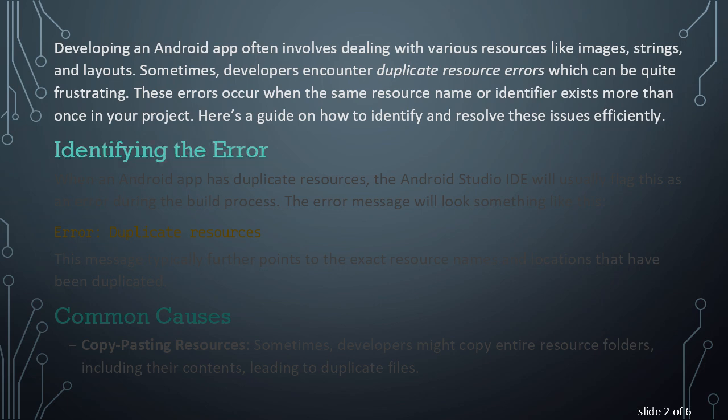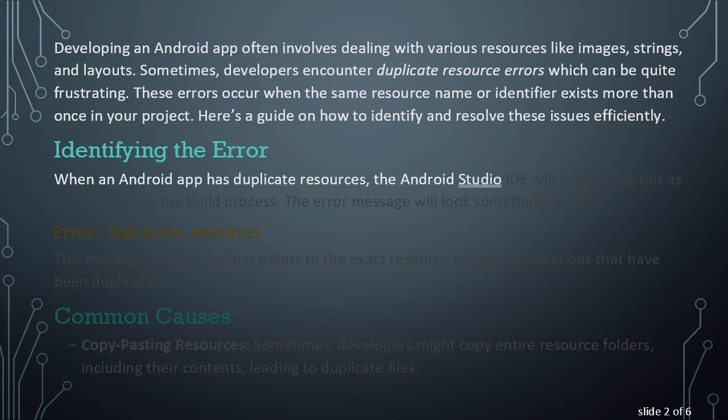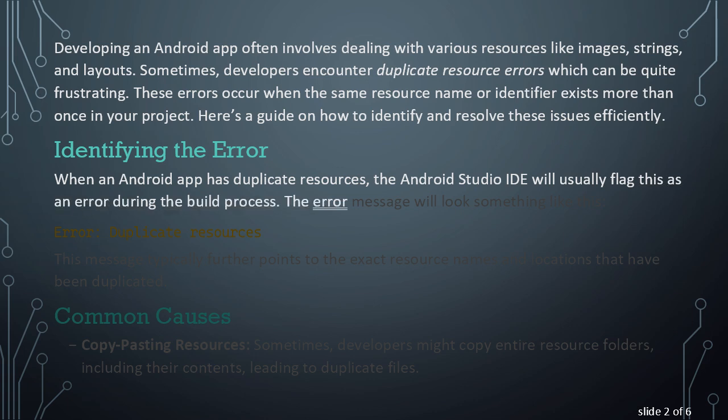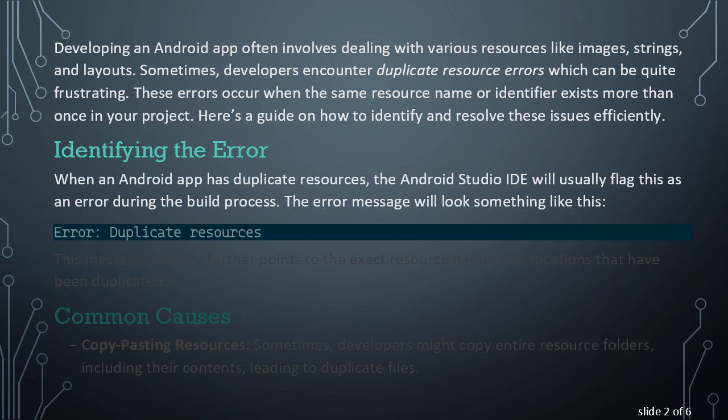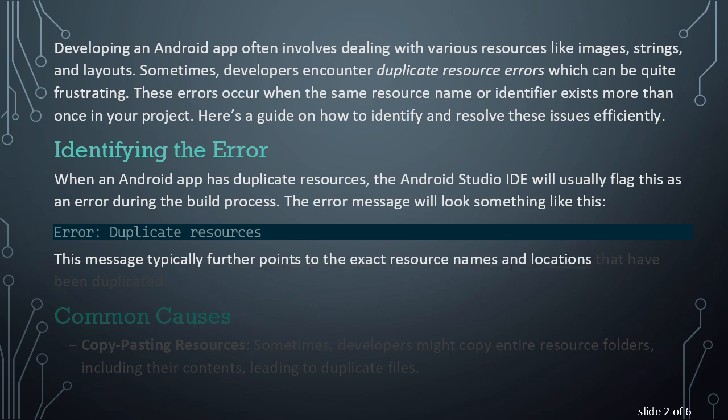Identifying the error. When an Android app has duplicate resources, the Android Studio IDE will usually flag this as an error during the build process. The error message will look something like this. This message typically further points to the exact resource names and locations that have been duplicated.